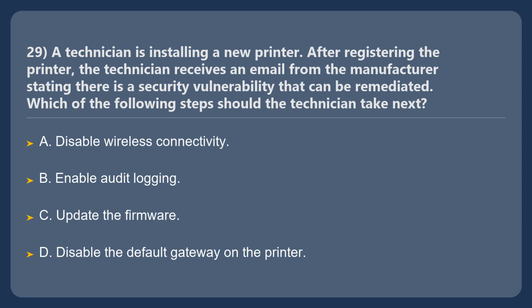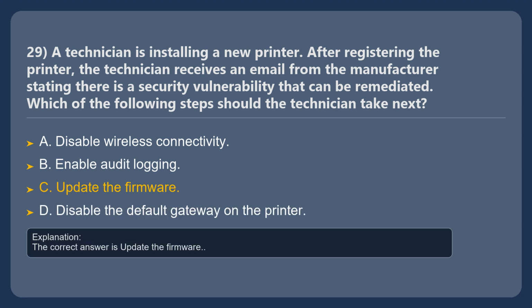Question 29. A technician is installing a new printer. After registering the printer, the technician receives an email from the manufacturer stating there is a security vulnerability that can be remediated. Which of the following steps should the technician take next? Option A, disable wireless connectivity. Option B, enable audit logging. Option C, update the firmware. Option D, disable the default gateway on the printer. The correct answer is option C, update the firmware.